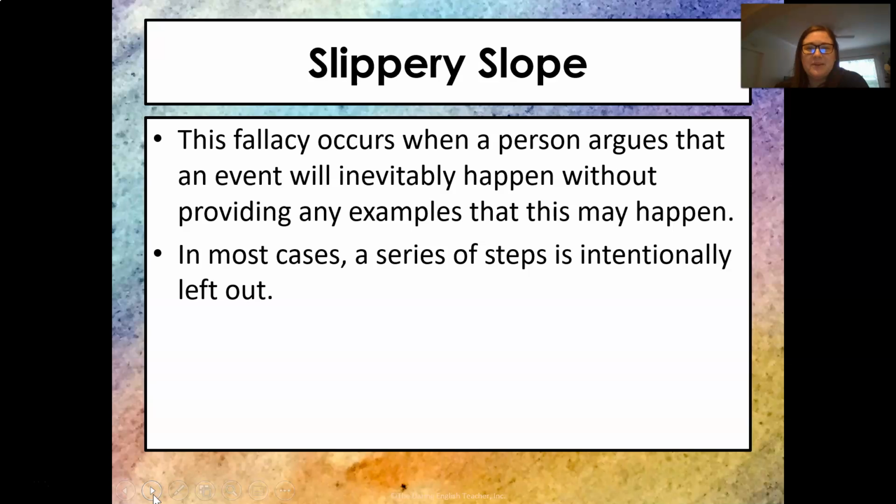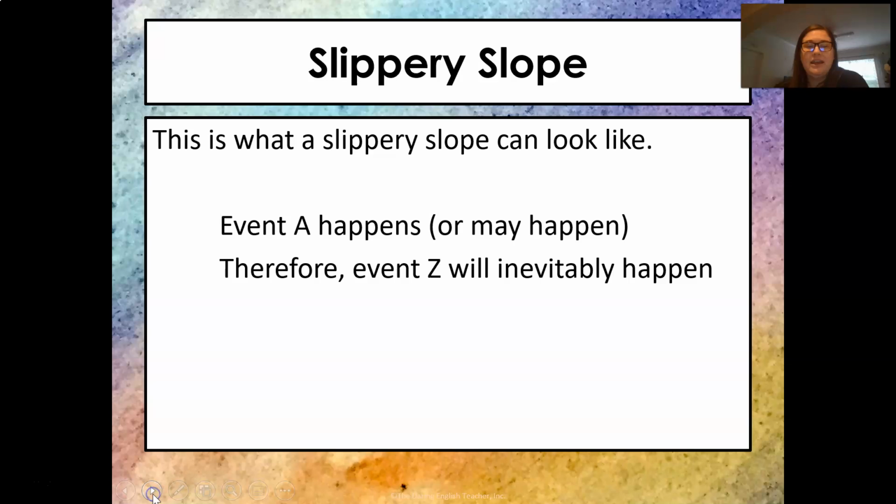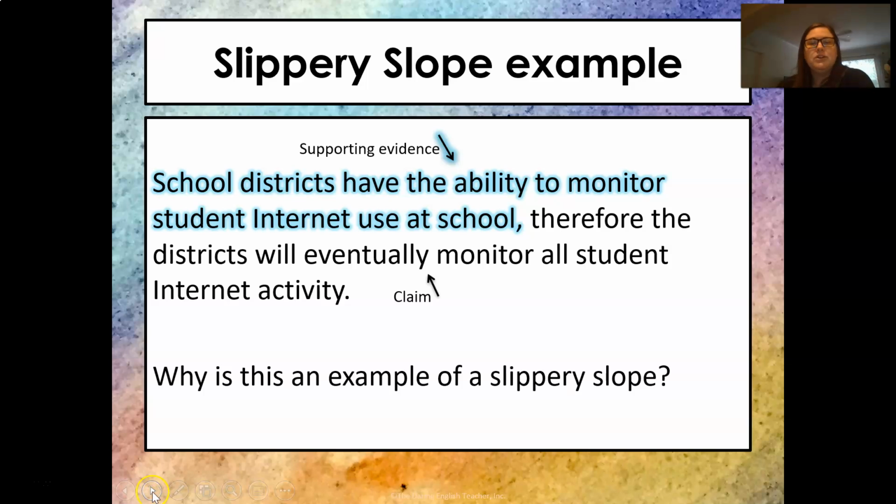Slippery slope, we saw in the video on Monday, and a lot of you identified slippery slope as one that you see people using a lot. It's when we say event A happens, or whatever it is. Therefore, we skip all the steps that would get to event B. We just slide right down the slope to the end, to the conclusion. Here's an example. School districts have the ability to monitor student internet use at school. Therefore, the districts will eventually monitor all student activity.